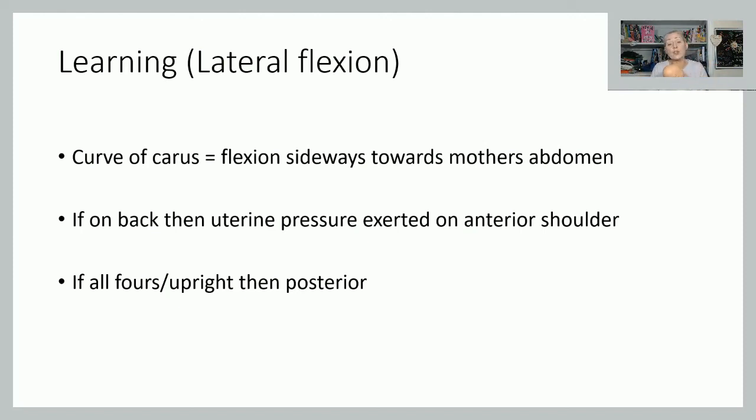Now, in terms of which shoulder's born first, if the woman is semi-recumbent, so she's sitting upright, it will often be the anterior shoulder that's born first, because that's where the uterine pressure is exerted. But if she is in a more upright position, all fours, you often find it is actually the posterior shoulder that is born first. And certainly if you watch women in a pool, if they're birthing in a pool, they do tend to be very much more upright. You will often notice it's the posterior shoulder that is born first, and then the anterior shoulder.